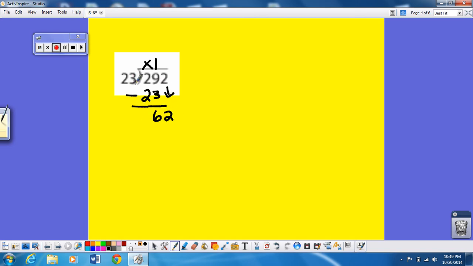Now, if you want to estimate here, you might think that your answer would be 3 because you're seeing a 2 and a 6. But let's look. What is 23 times 3? 3 times 3 is 9. 3 times 2 is 6. That is too much. So instead of doing 3, we know we need to back it down 1, and let's do a 2. 2 times 3 is 6. 2 times 2 is 4.